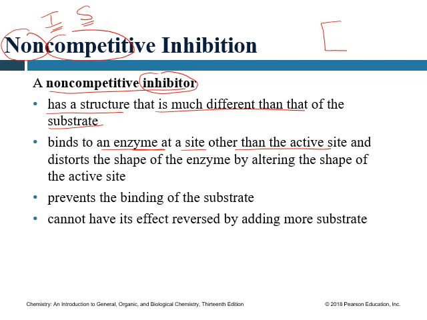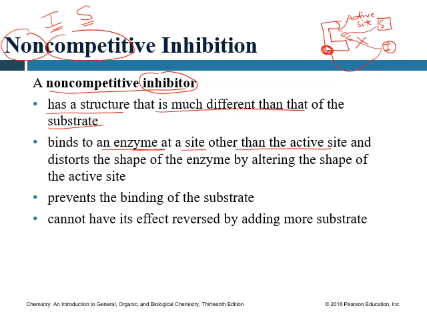If this is your enzyme with an active site, and this is your substrate that's going to go into the active site, and then this is your inhibitor. This inhibitor doesn't compete for the active site, right? It's going to bind to the enzyme on any area other than the active site. So let's assume it binds over here. It's not binding to the active site, it's not competing for the active site, but it's going to bind to the enzyme at some other site.